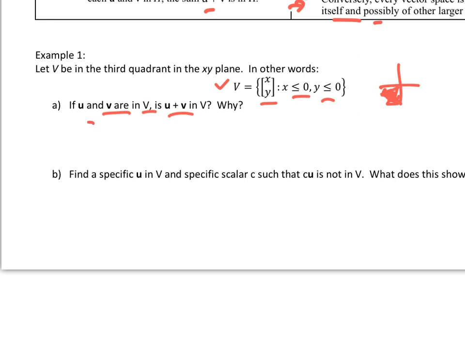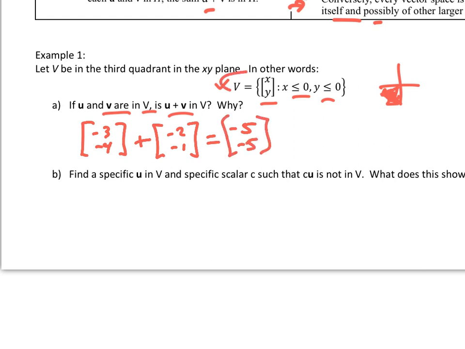If I have two vectors with negative values on both, like (-3, -4), and I add to it (-2, -1), something like this is going to give me (-5, -5). Does that still satisfy this? Oh, yes, it does. And so we're going to go check. We might be on our way to saying that this is some sort of subspace. Now, find a specific u and v and specific scalar c such that cu is not in V.